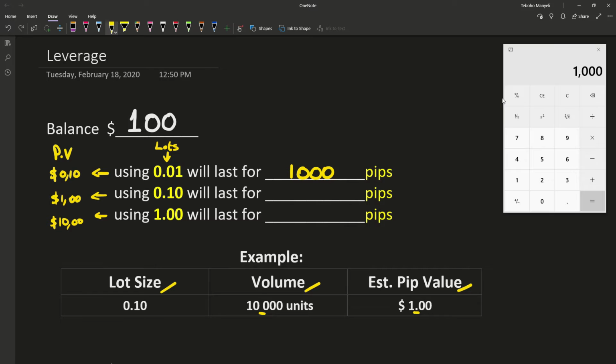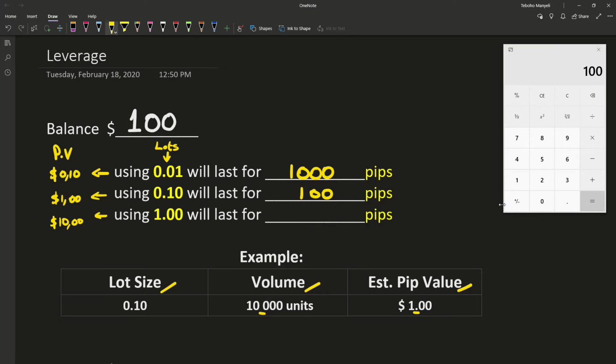But if you use a 0.10, whose pip value is $1 per pip, this means that for the same $100, we take 100, we divide it by 1.00, which is basically 1, equals 100, which means that your account only has 100 pips. So if you go 100 pips in profit, you double your account. If you go 100 pips in negative, you'll blow that account.